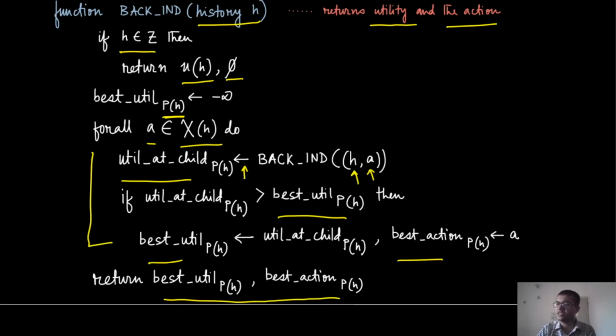It uses this recursive call and finds out. Essentially you are going to the depth of the tree, finding out the best action and the utility for that player, and then coming up towards the top, which is the backward induction algorithm.